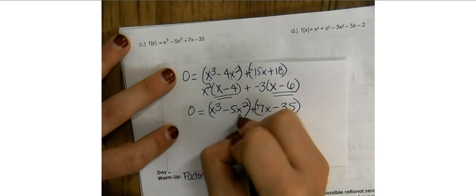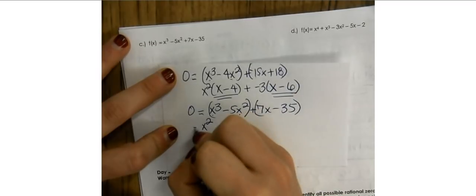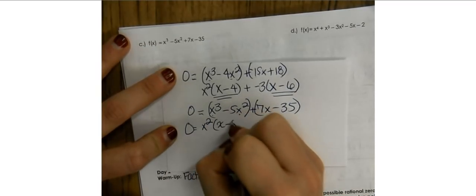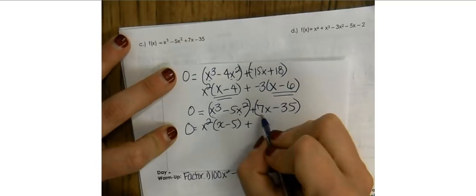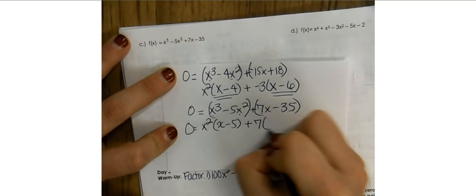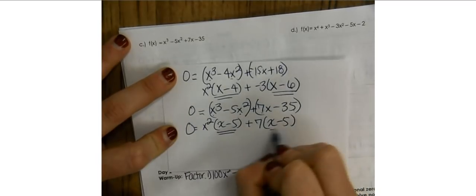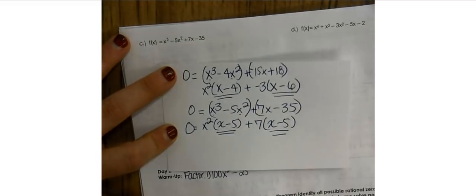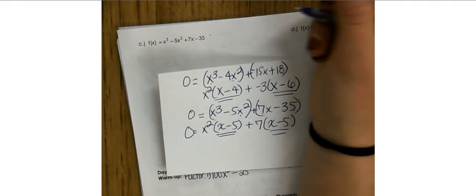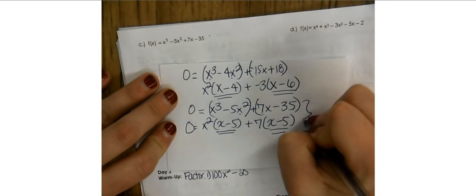X cubed and 5x squared have in common an x squared, with my leftovers being x minus 5. Plus 7 and 35 have in common a 7, and my leftovers is an x minus 5. Whoa, I ended up with both of my parentheses being the exact same. So that tells me I can do factoring by grouping here. So I'm just going to rewrite both of these steps right here into my notes.